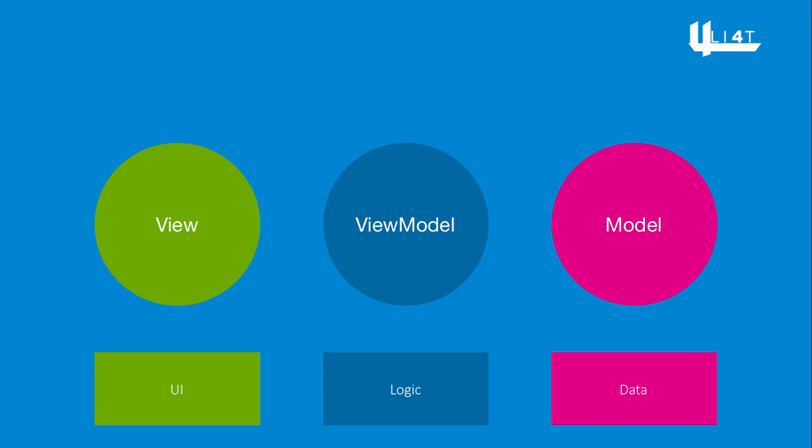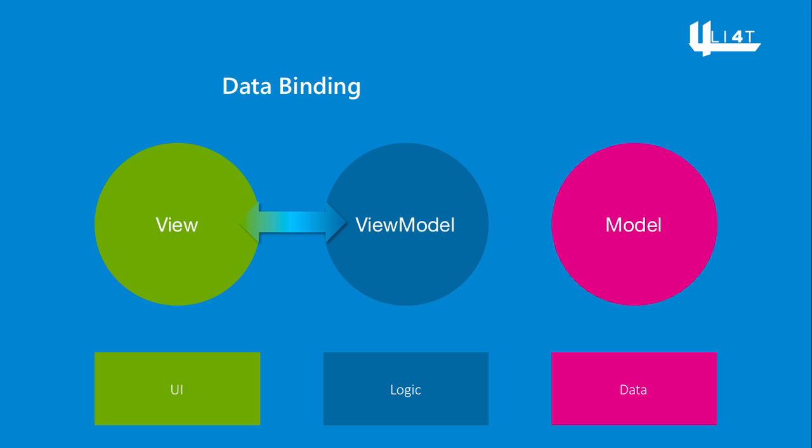So it's quite simple. The view is the UI, the elements on the screen. The view model is the logic, what's going to happen for your application to give the expected result. And the model is the data, how the data is going to be shown, how the data is abstracted from the problem.